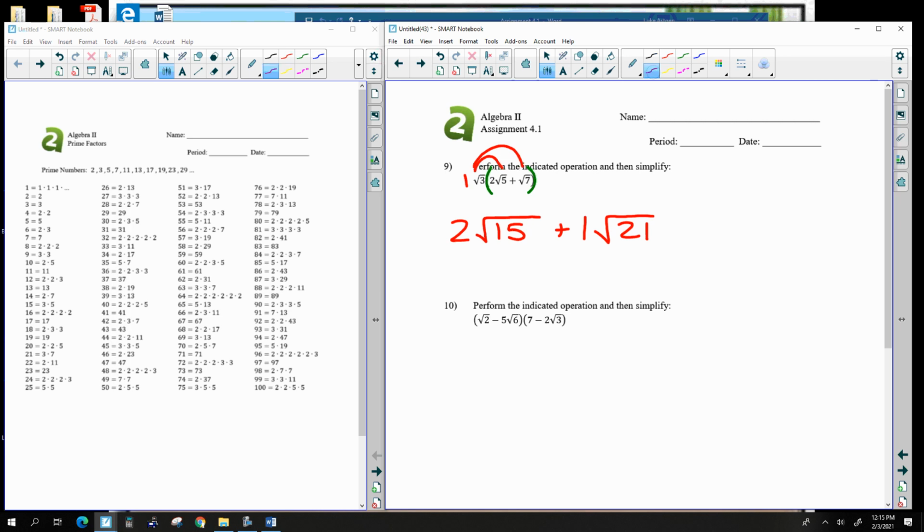Okay, 15 is 3 and 5, nothing pairs up. 21 is 3 and 7, nothing pairs up. So these roots don't simplify to be anything else. So this is just going to be 2 root 15 plus root 21. That's as good as it gets.